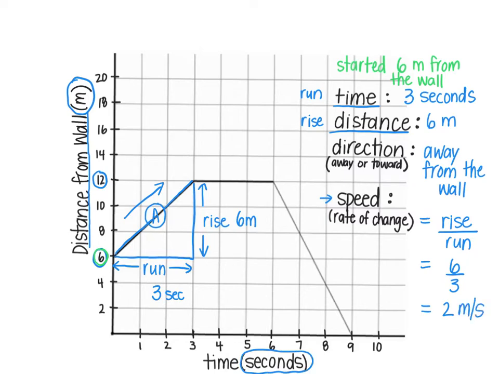So there you have it. Along this line segment, we know that Kenny started 6 meters from home or from the wall. He then walked for 3 seconds and he went a total of 6 meters. He was traveling away from the wall at a speed of 2 meters per second.